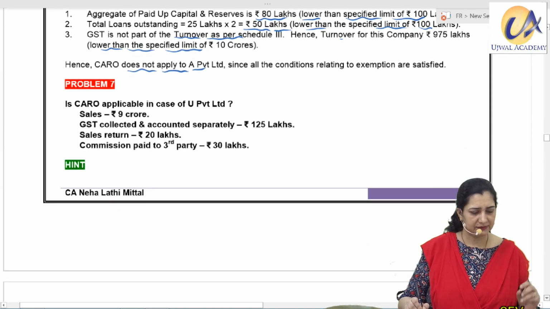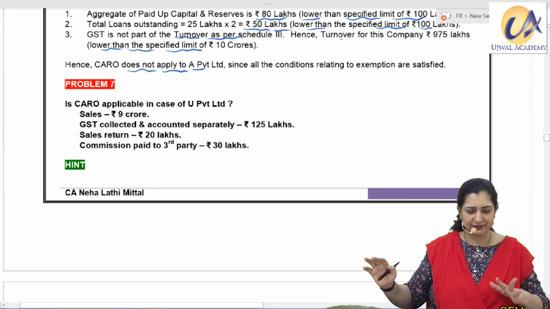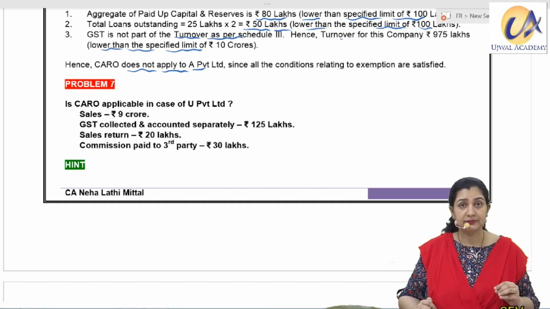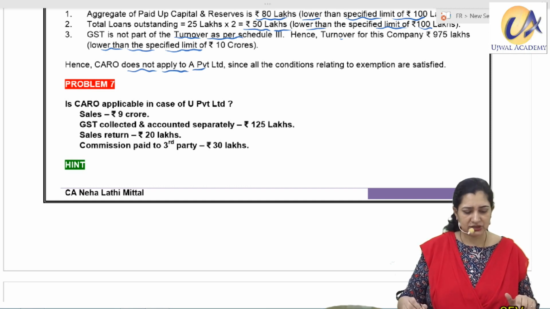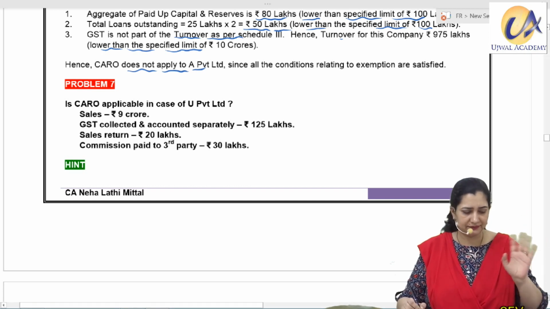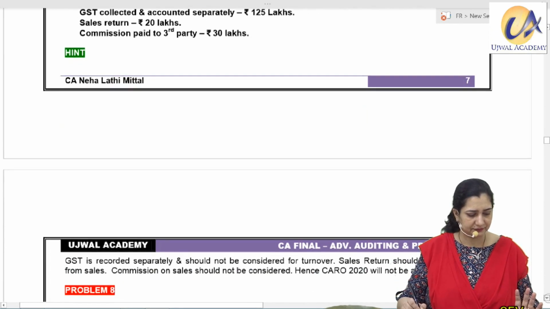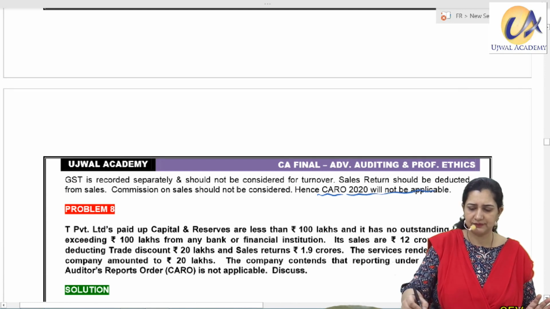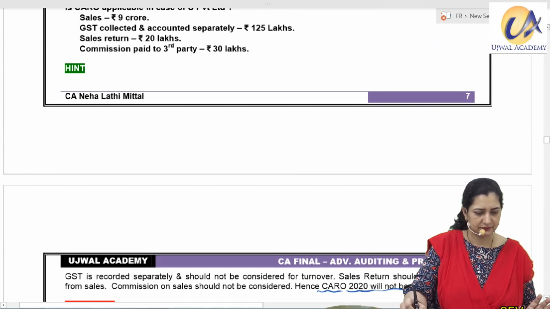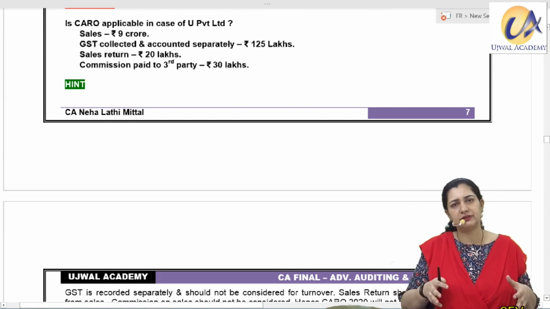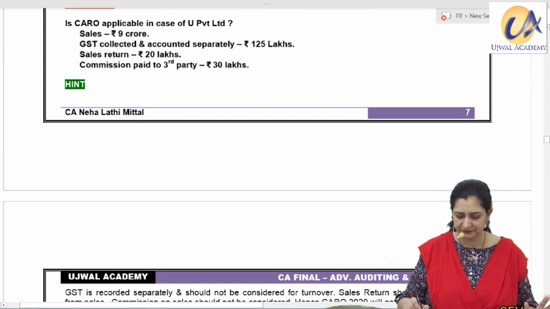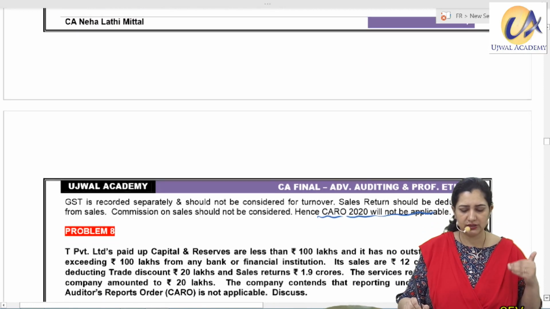Seventh one, is Caro applicable? Sales are given, GST separately collected, so leave it, ignore it. Sales return, what do you do? Minus. And commission paid to third party, this will not be minus, right? Should be deducted. Caro will not be applicable because you can see 9 crore sales minus sales return, it is within 10 crores. GST you can separately consider, not to be taken. Commission paid to third party, not taken. Still it is less than 10 crore. Caro will not be applicable.